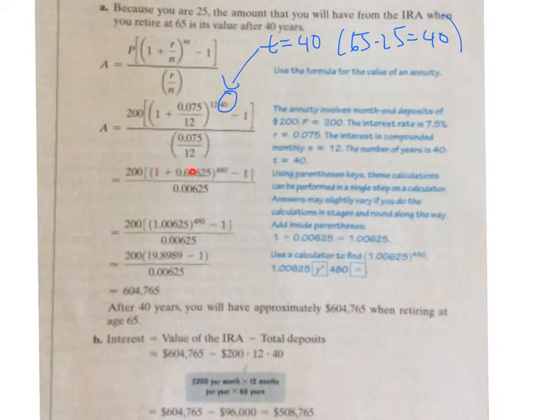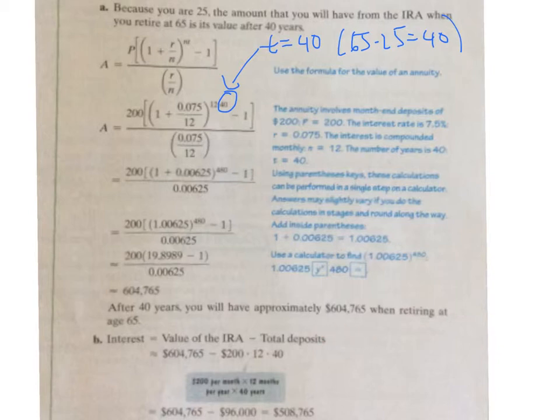Use your calculator right here. All this, again, works for your test. This is partial credit. I want to see you punch in this value because it's finite, all the way raised to the 480 power, minus 1, and then times 200. And of course, you're going to generate a value. So $604,765. So after 40 years, this is what we have.